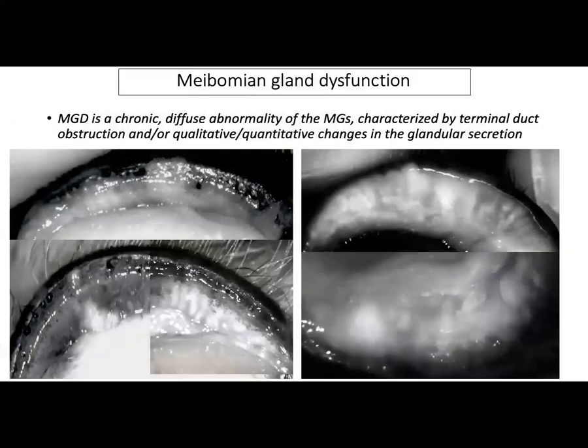Meibomian gland dysfunction is a frequent finding in dogs with a history of long-lasting ocular surface disorder. In these pictures, we can see meibomian gland dysfunction with ductal opening retroplacement, occlusions, dilatation, dropout, and multiple distichia.